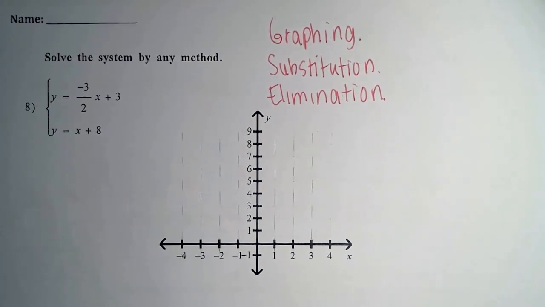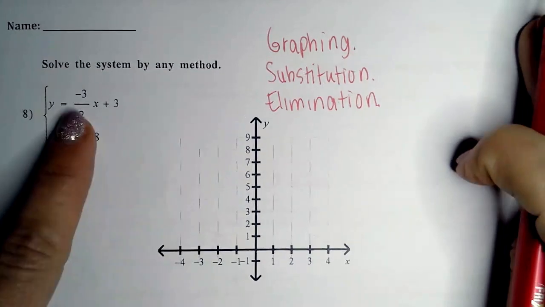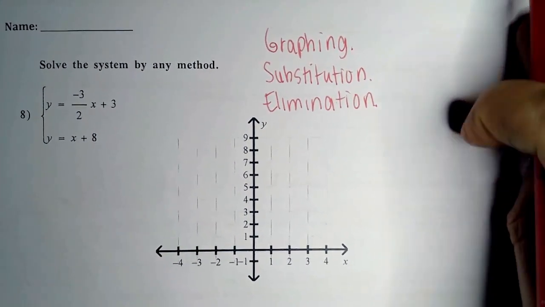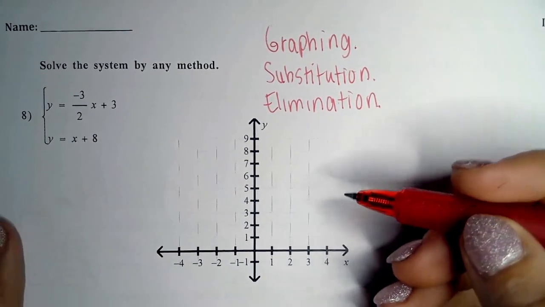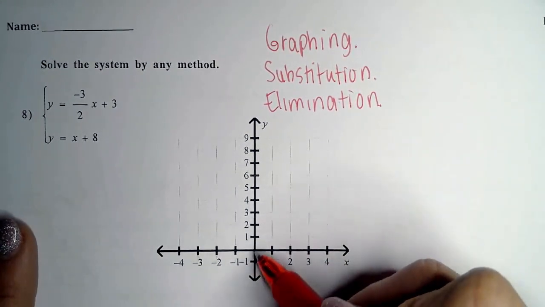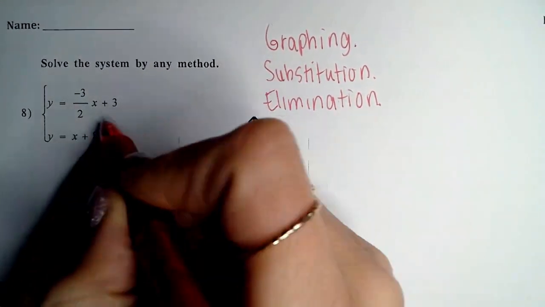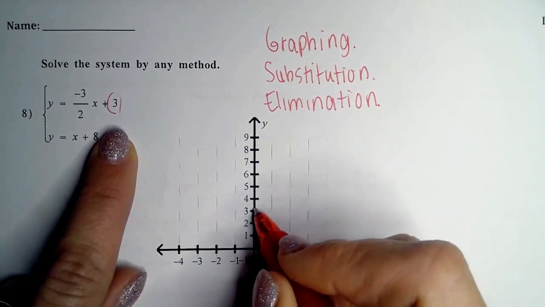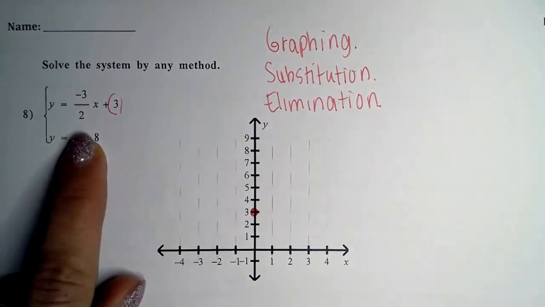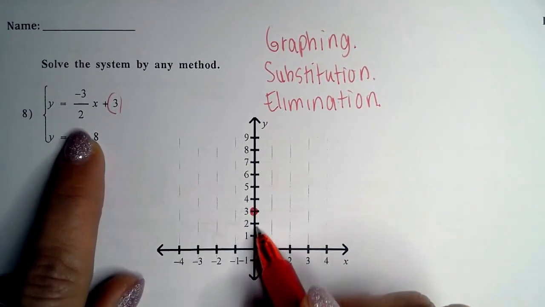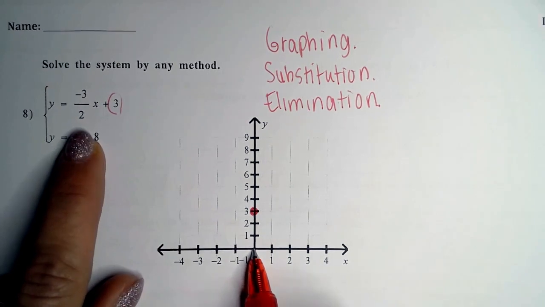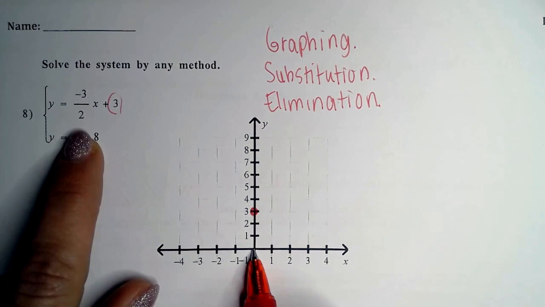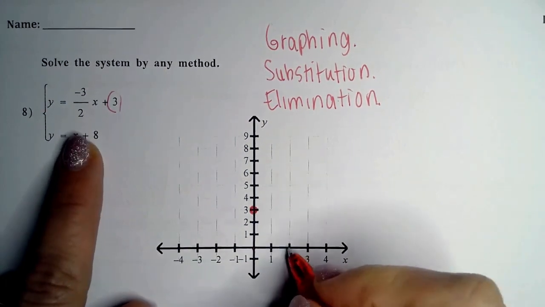We have 3 methods to choose from: graphing, substitution, or elimination to solve this system. Vaughn is going to tell us what we need to do to solve by graphing, since we have a graph right here ready for us. Go ahead. Okay, good. We're going to start at 3 on the y-axis. Good, and then? Down 3. You're right, down 3. And right 2, good.